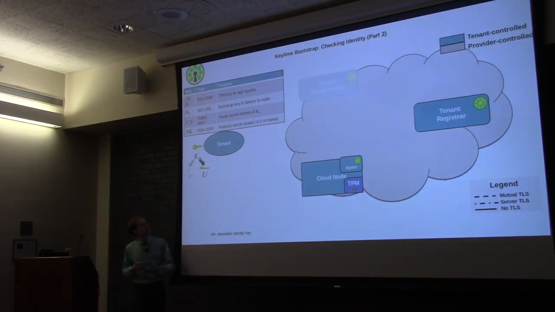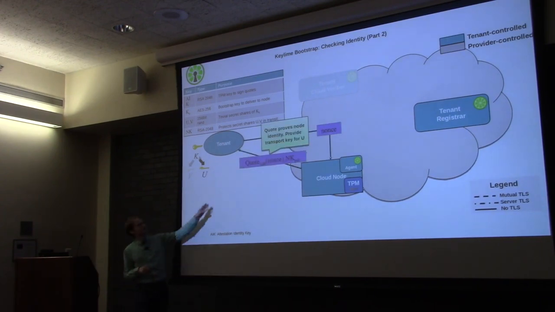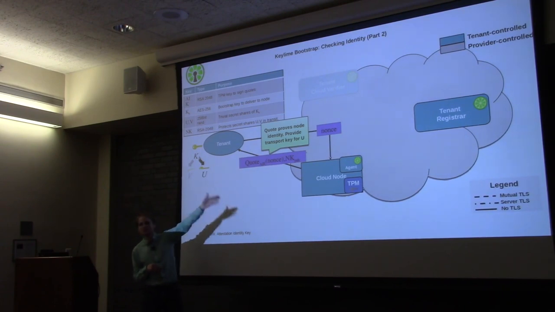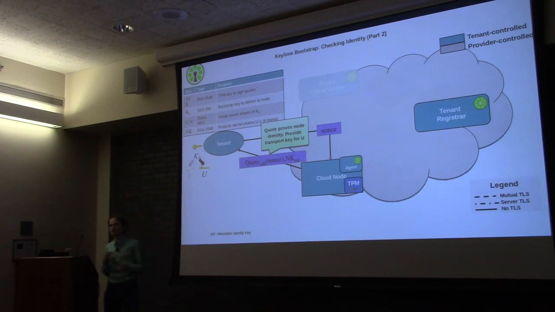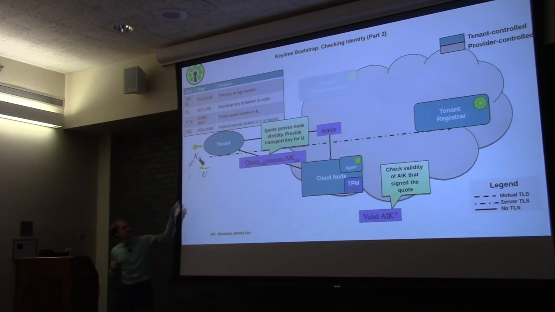All right, so the second part of this process is going to be sending over the other half of the key directly to the node from the verifier. So it's going to do a similar process. It's going to send over a nonce to make sure it's getting a fresh quote. It's not some quote from last week where it used to be trustworthy. And then the cloud node is going to send back a quote from the TPM along with, again, another NK public key to protect the key in transit. The tenant's going to check with the registrar to make sure that the AIK is trustworthy.